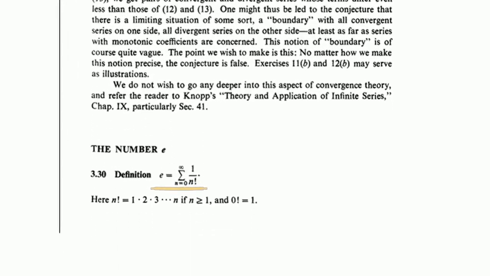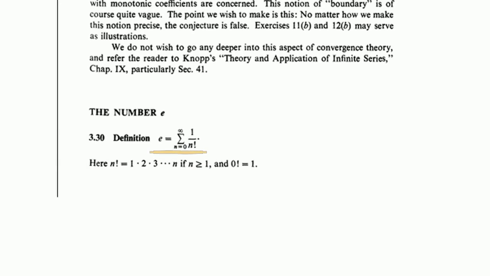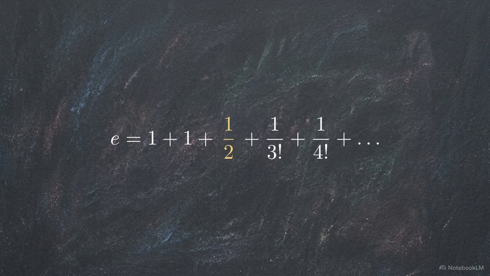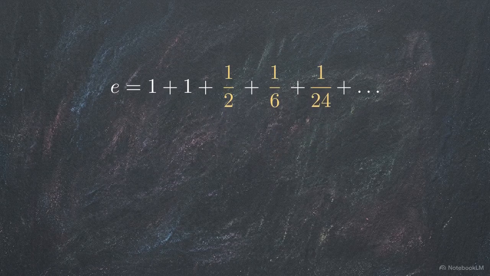Walter Rudin defines e entirely differently, as an infinite series of reciprocal factorials. If we write this out, it starts with 1 plus 1 plus 1 over 2 factorial, which is a half, then 1 over 3 factorial, which is a sixth, then a 24th, and so on.